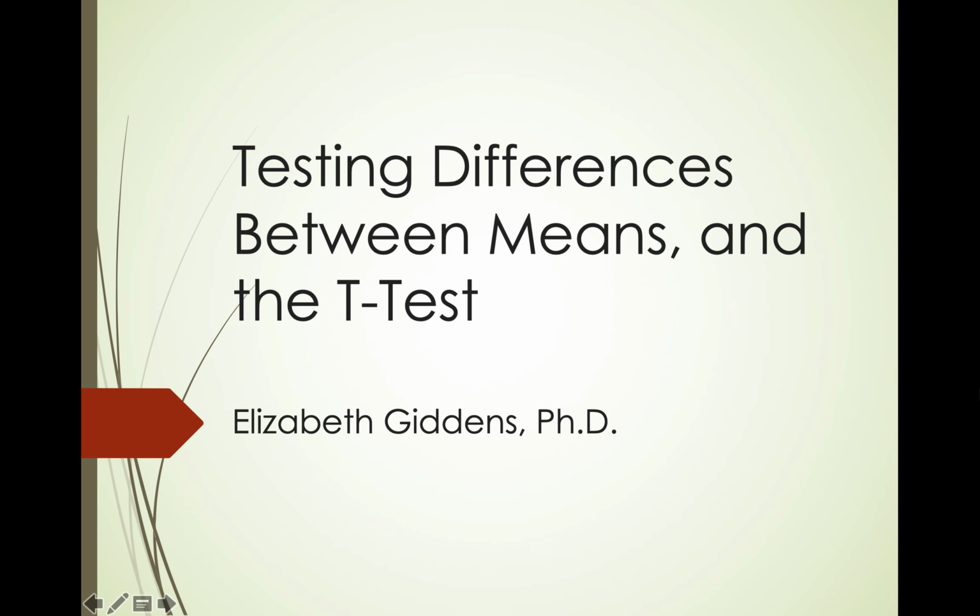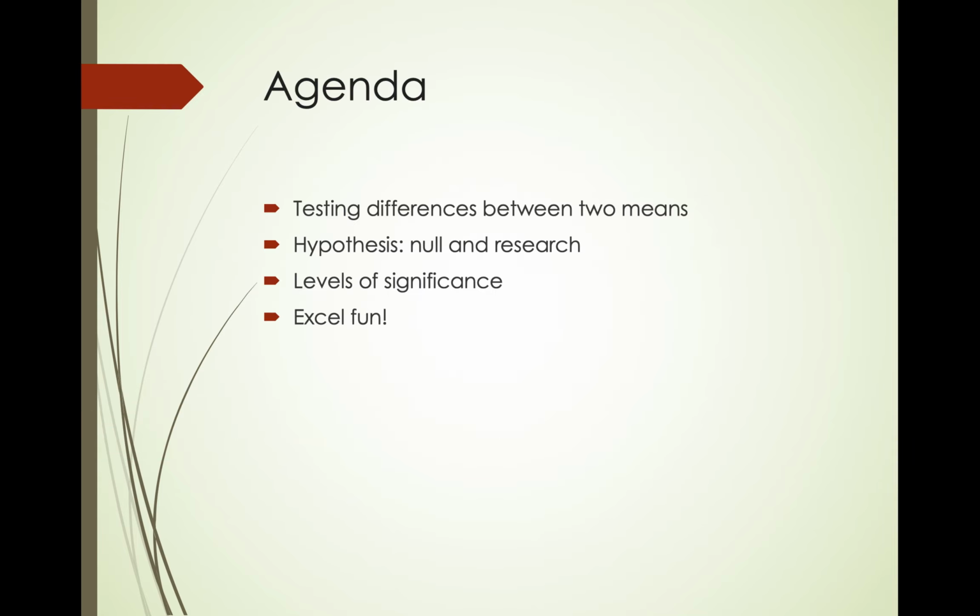This week we're learning about testing differences between means and the t-test. The agenda for today is we are going to talk about differences between two means and how we test them. We're going to talk about hypotheses, including the null hypothesis and the research hypothesis. Next, we're going to talk about levels of significance. And then lastly, we're going to dive into Excel a little bit.